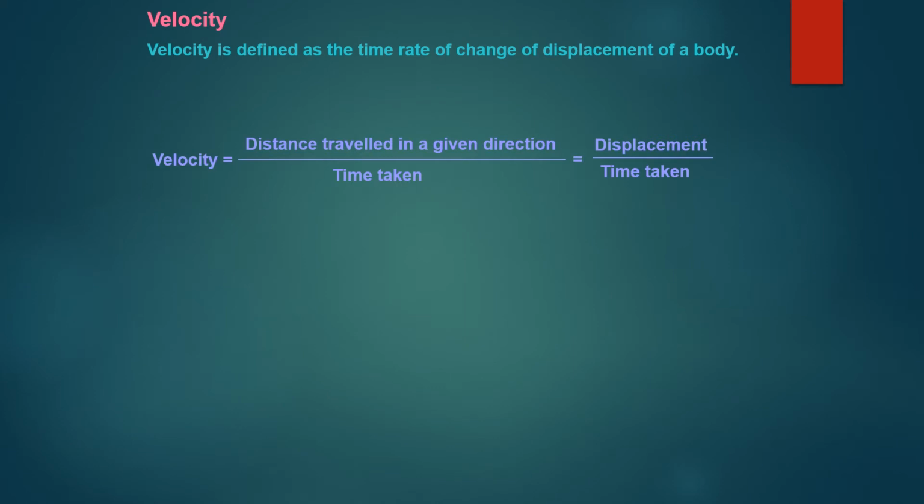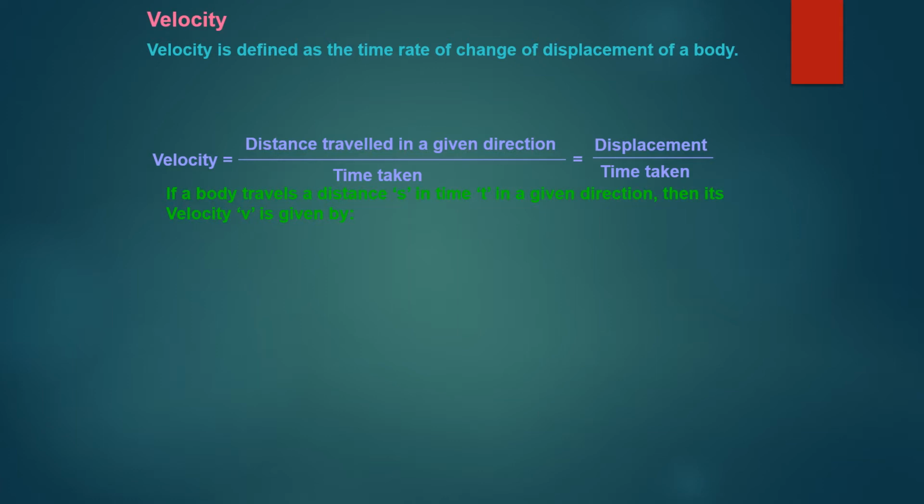Today, in the lesson motion, we are going to study two terms. One is velocity and the other is acceleration. Velocity is defined as the rate of change of displacement of a body. Velocity is written as distance traveled in a given direction by time taken, that is, displacement by time taken. Speed was distance by time, velocity is displacement by time.